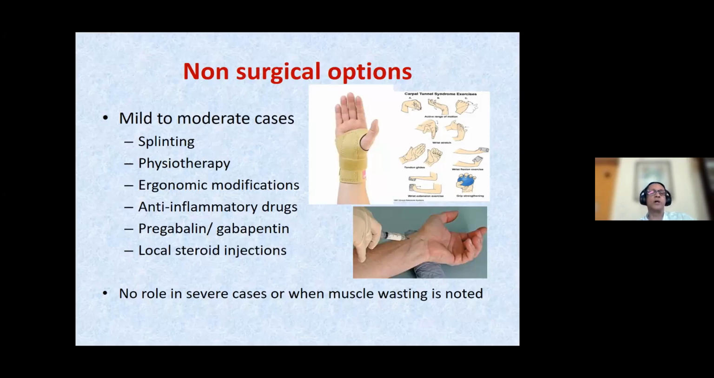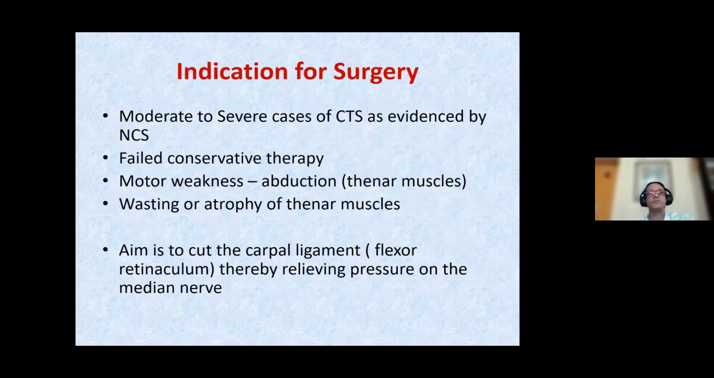Of course, I have no experience with local steroid. The only caution I would give is to be careful as to where you're injecting, because if you inject into the nerve by mistake, it could cause total irreversible nerve damage. And to reiterate, the non-surgical option has obviously less role in the severe cases, or when you have noted some muscle wasting in the hand.